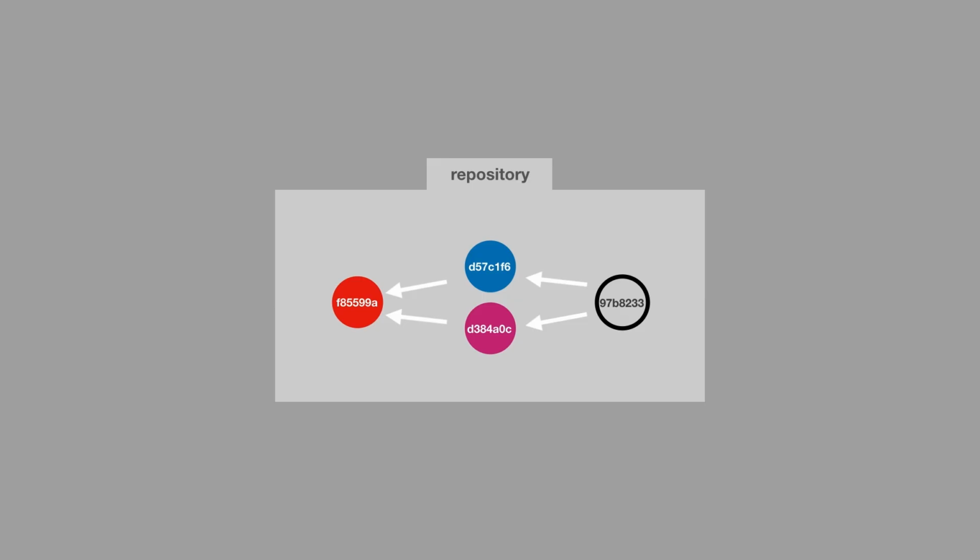Now, if the commit history of a repository has a bunch of merge commits, it can start to look very messy. So the question is, how can we maintain a linear commit history? Something that looks more like this. We can do this by using the rebase command.